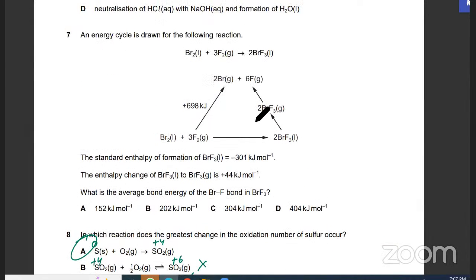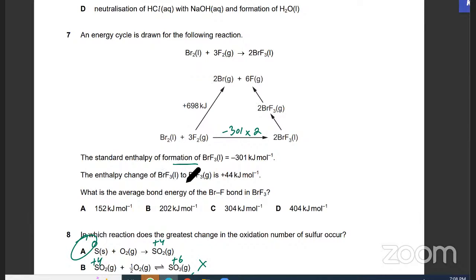Okay, so we've got this reaction, the standard enthalpy change of formation of BrF3 liquid. Which arrow is the formation of BrF3? It's this one, right? The bottom one. Formation of BrF3 liquid from its elements, right? So what is the value? That's -301. There's one thing wrong over here. What's that? It should be multiplied by 2 because you're making 2 BrF3s, not 1 BrF3.